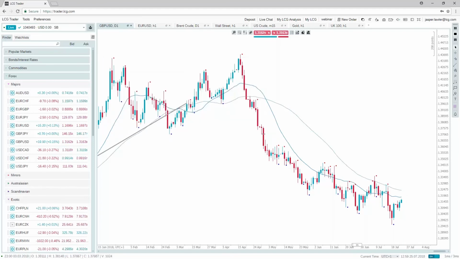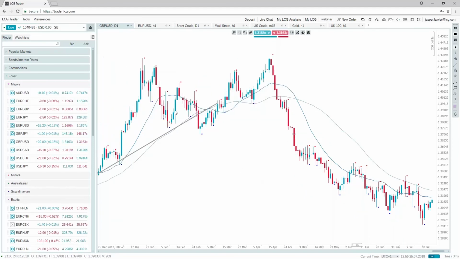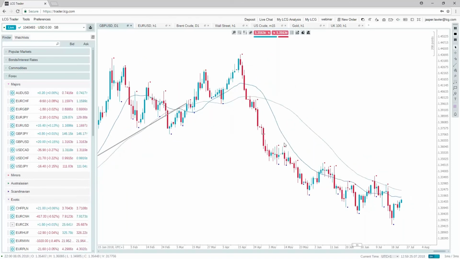So, was the pound a good market to trade here? Probably not. Was it a good market over the last 3 or so months? I would say yes, it was.